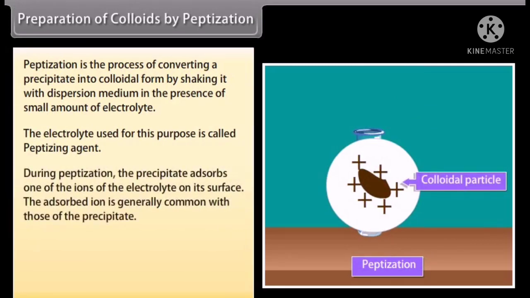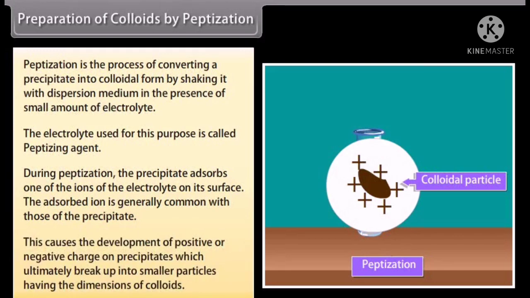During peptization, the precipitate adsorbs one of the ions of the electrolyte on its surface. The adsorbed ion is generally common with those of the precipitate. This causes the development of positive or negative charge on the precipitates, which ultimately break up into smaller particles having the dimensions of colloids.